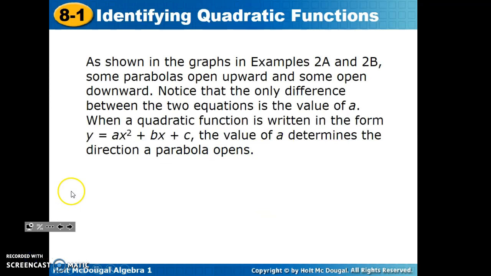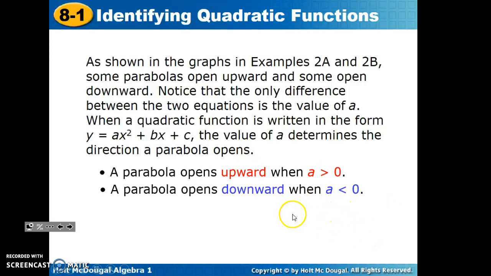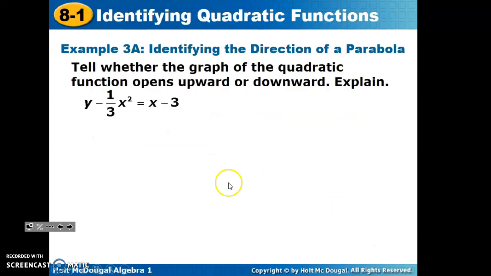So after looking at examples 2a and 2b, some parabolas open upward, some open downward. Notice the only difference between the two equations is the value of a, the leading coefficient in our standard form y equals ax squared plus bx plus c. This value a, whether it's positive or negative, determines the direction of our parabola and how it opens. A parabola opens up when a is positive, greater than 0, and it opens downward when a is less than 0. So we're going to identify the direction of the parabola just by looking at the function.